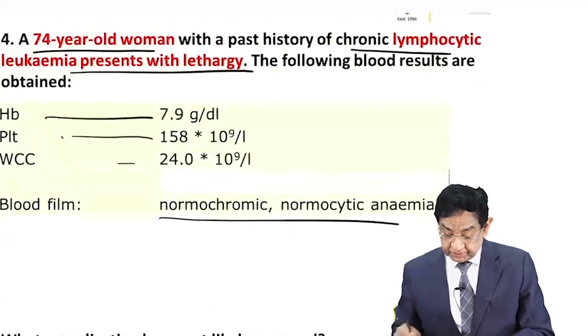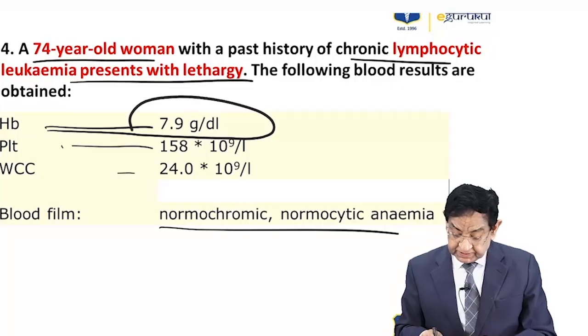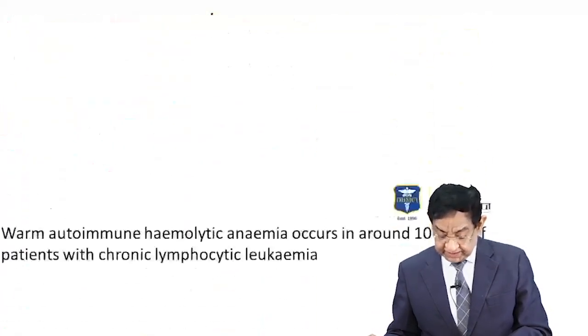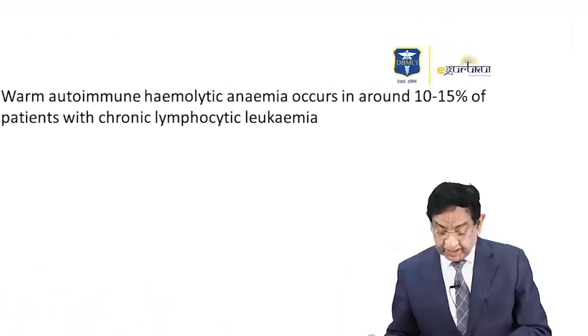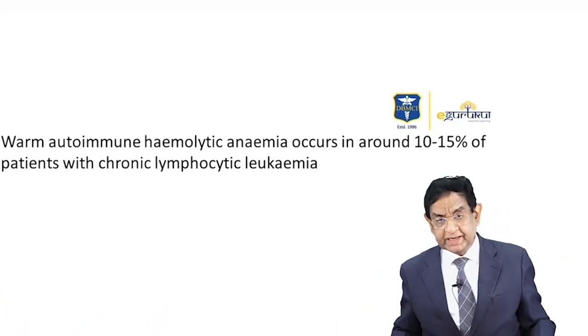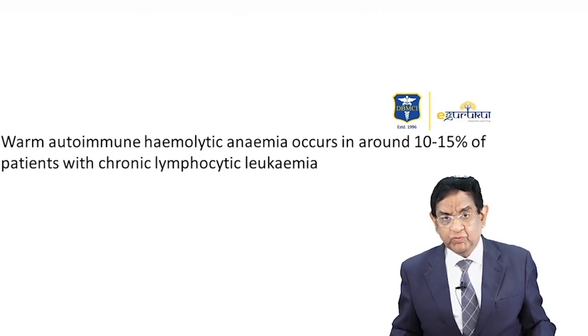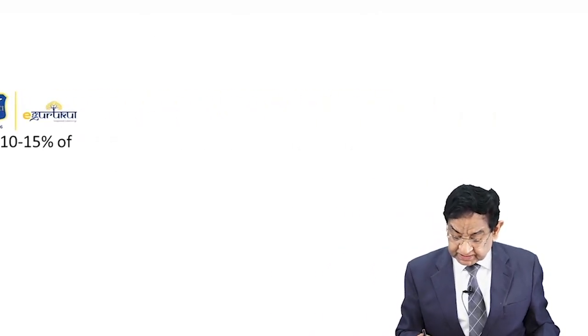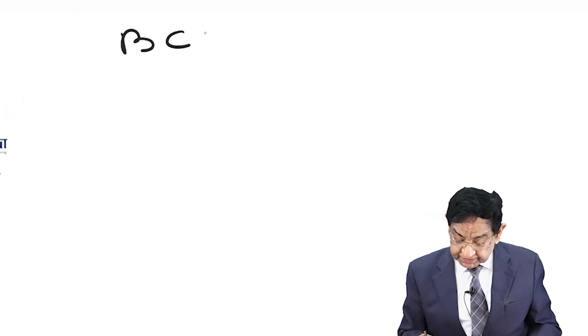And look into this, she has 7.9. Why is this the answer? Why not the others? Let us discuss in more detail and then we'll come to know why anemia is occurring in these patients. So let's learn the basic concept of CLL.